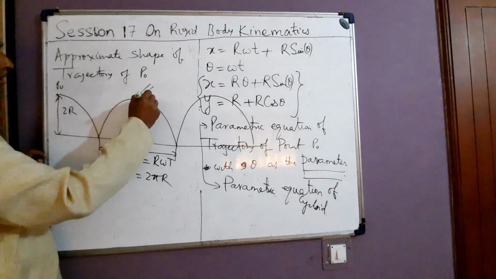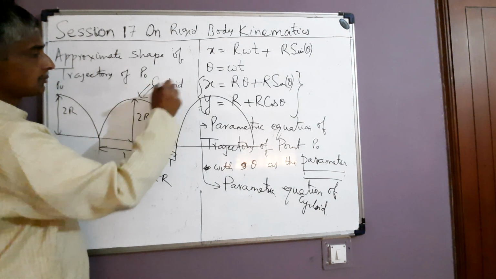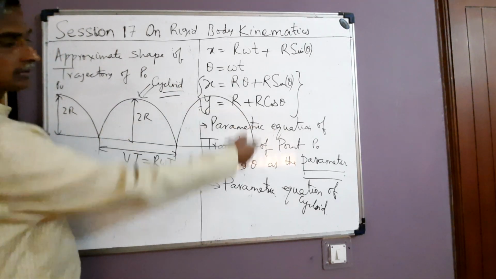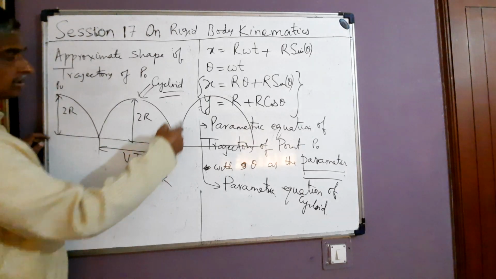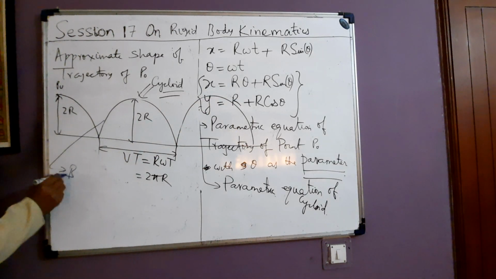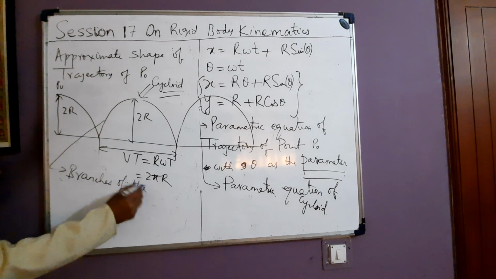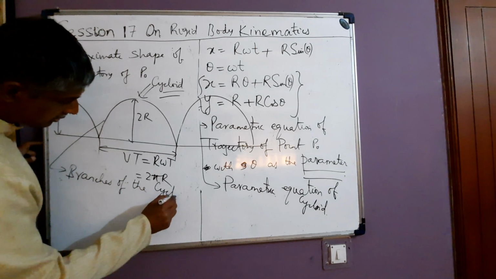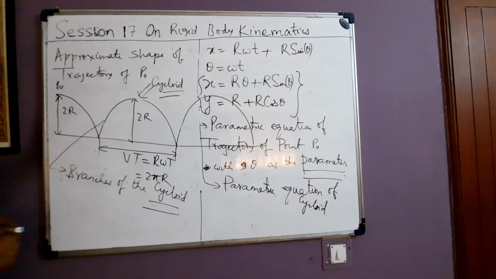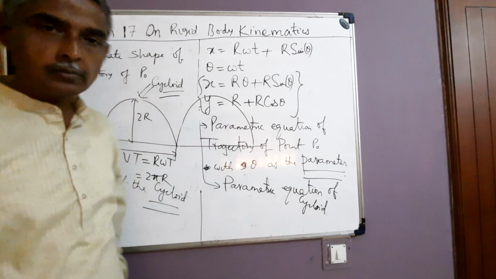This curve represents a cycloid. This represents a cycloid, okay? So point P naught moves in a cycloidal path. These curves are called the branches of the cycloid. They are called the various branches of the cycloid, okay? This is the approximate shape of trajectory of point P naught. It is a cycloidal path. These are various branches. Alright?